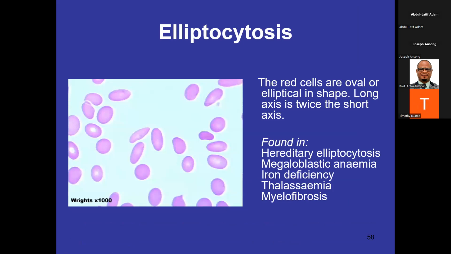So you have elliptocytes. The cells are elliptical. They are oval or elliptical in shape. They are found in hereditary elliptocytosis, megaloblastic anemia, iron deficiency anemia, thalassemia, and myelofibrosis.